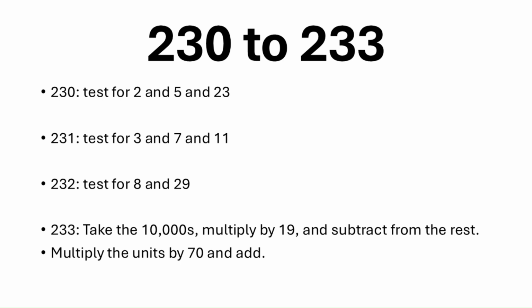233, take the 10,000s, multiply by 19, and subtract from the rest. Multiply the units by 70 and add.